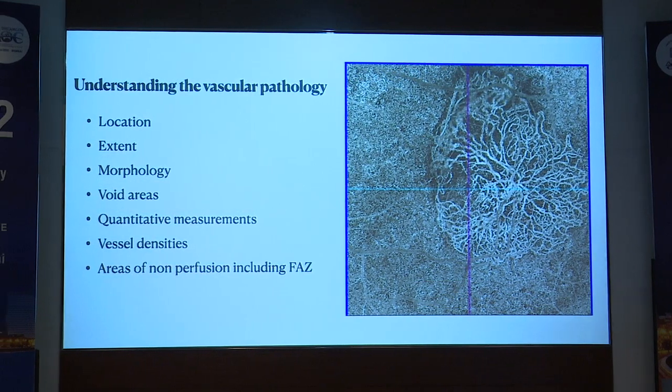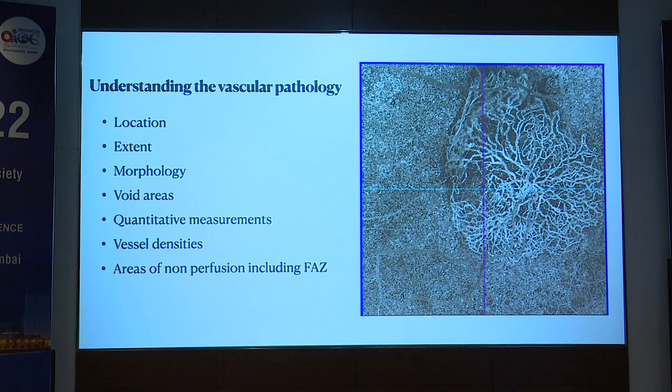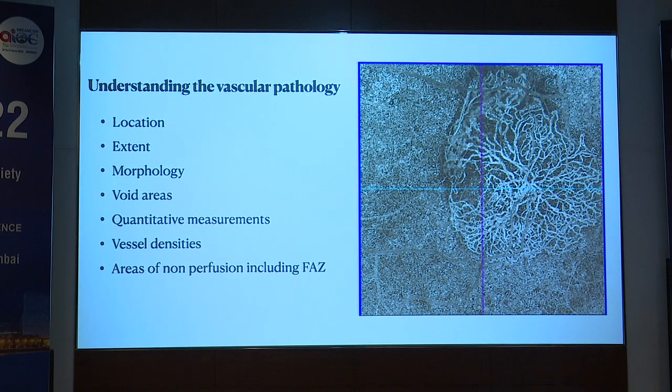So as we know, it is OCT angiography. It helps us to understand the vascular pathologies. Now, what vascular pathologies? The location of vascular pathology may be a CNVM, a new vessel, or a dropout of the vessel. So we can know the location, the extent, the morphology, and any void areas which are present. We also get a quantitative measurement of the vessel density, and the areas of non-perfusion, including the FAZ, the foveolar avascular zone.